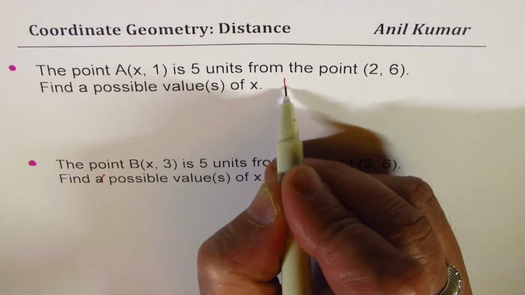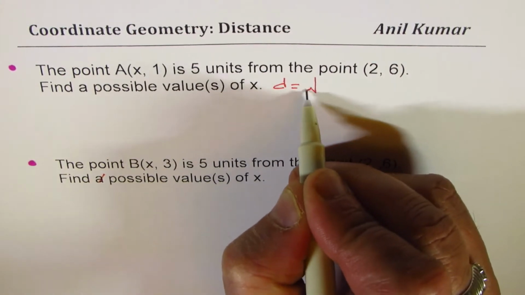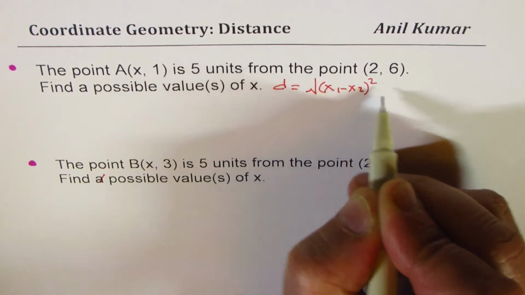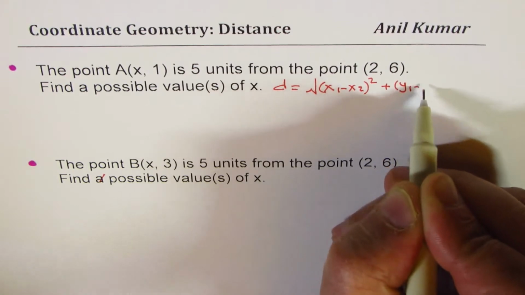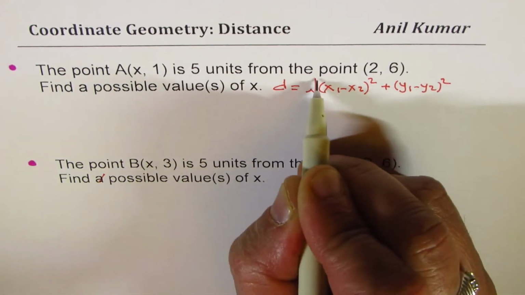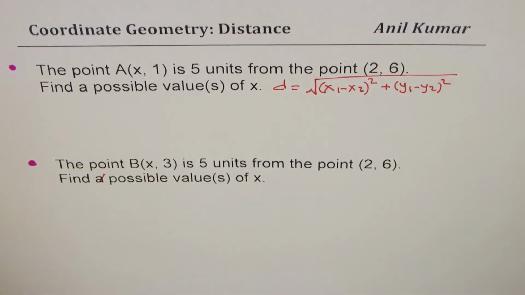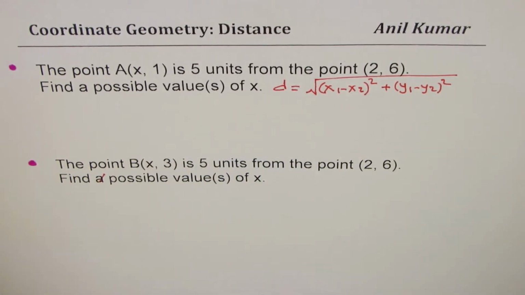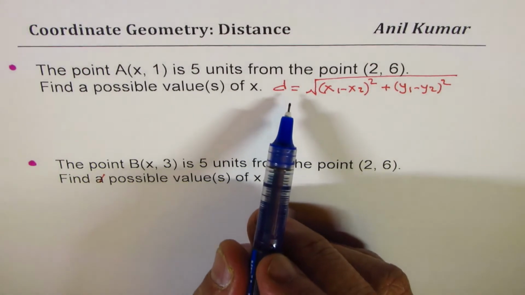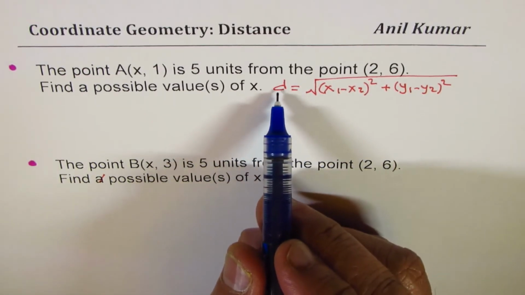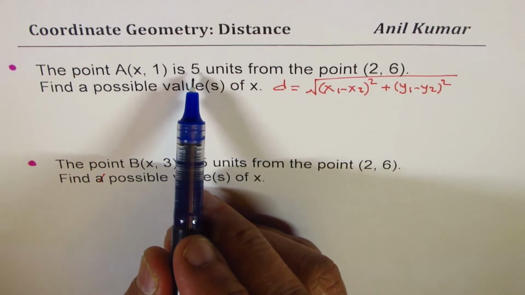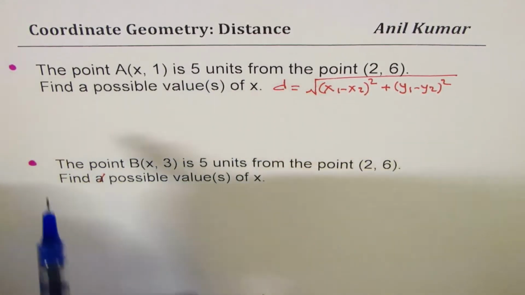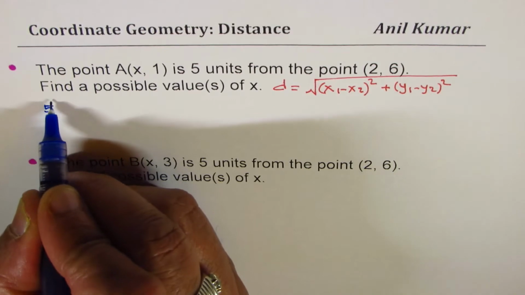Well, the formula for distance is that distance is equal to the square root of (x1 minus x2) whole square plus (y1 minus y2) whole square. So that's the formula for distance. Now we can directly apply this distance formula and get the result. If we find the square of the distance, instead of d square, we are given 5 units from the point, so we could write this as 5 square.